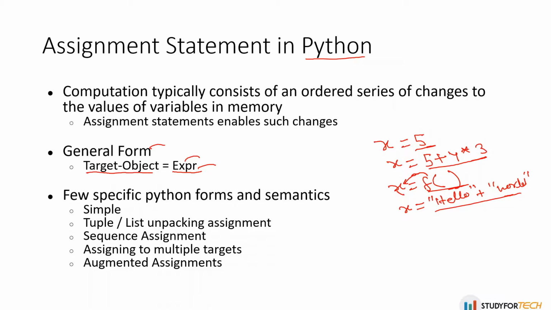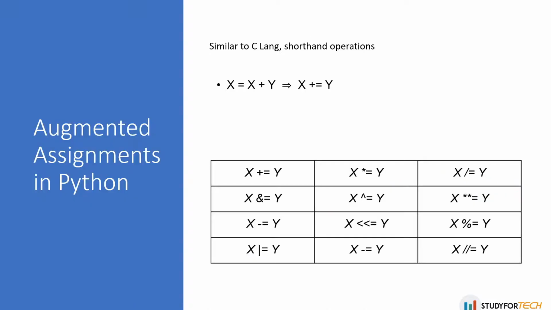So a few specific Python forms and semantics. This is the simple assignment statement. Then we will have tuple and list unpacking assignment. We have already seen unpacking in my previous video, but I will explain what this unpacking as assignment is. Then we'll see sequence assignment, assignment to multiple targets, then augmented assignments. So all this we will see in the demo.